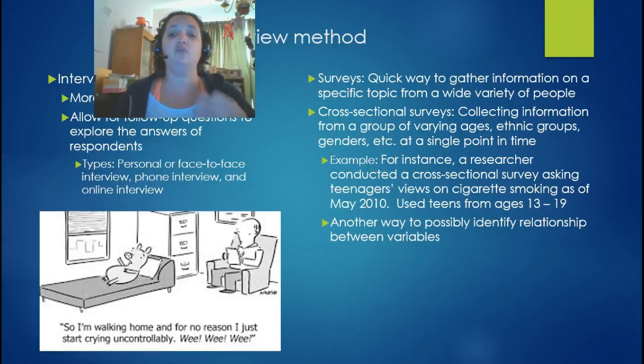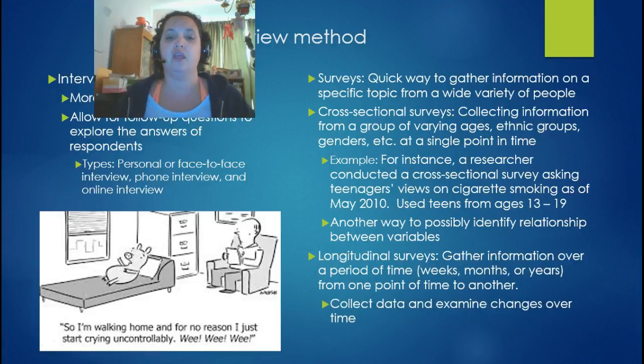This is a great way to possibly identify relationships between variables. So you could do a correlational study, you can also do a cross-sectional survey. You might do a longitudinal survey, which is where you gather information over a period of time, over weeks, months, or years, from one point of time to another.